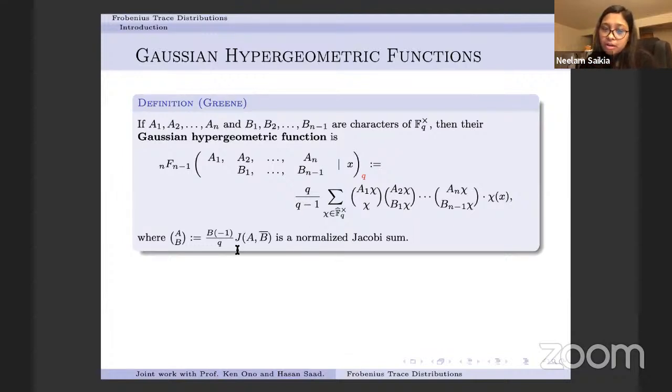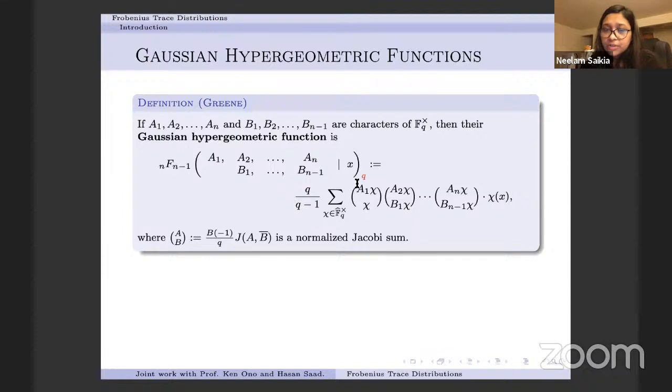So here, if you forgot what a Jacobi sum is, it is the sum over all x of A of x and B bar of 1 minus x. So this is a normalized Jacobi sum. So these Jacobi sums appear here in the definition of Green's function.